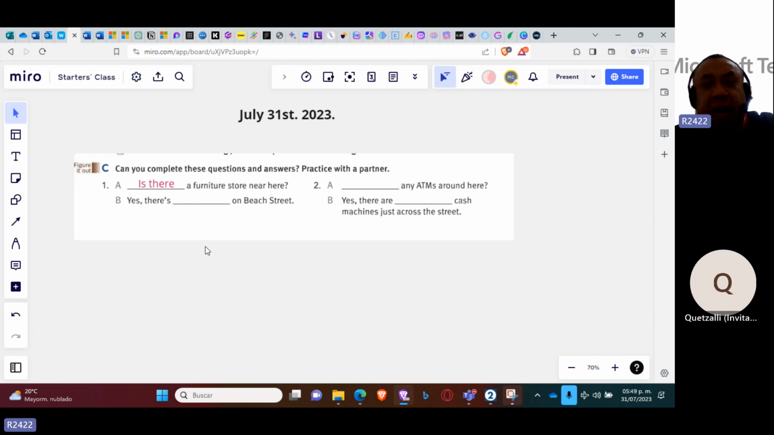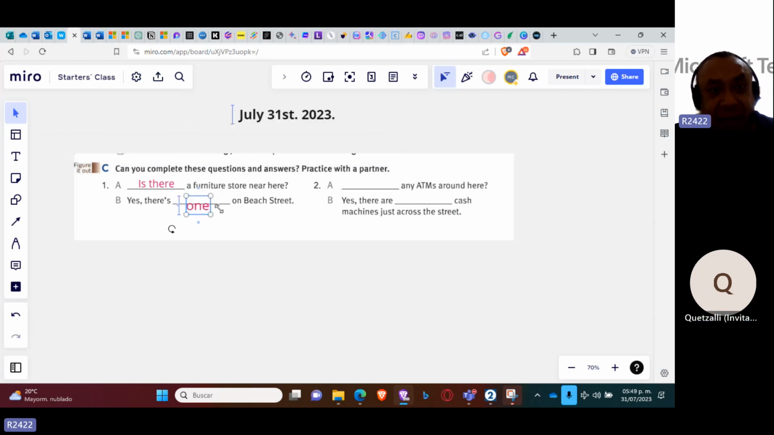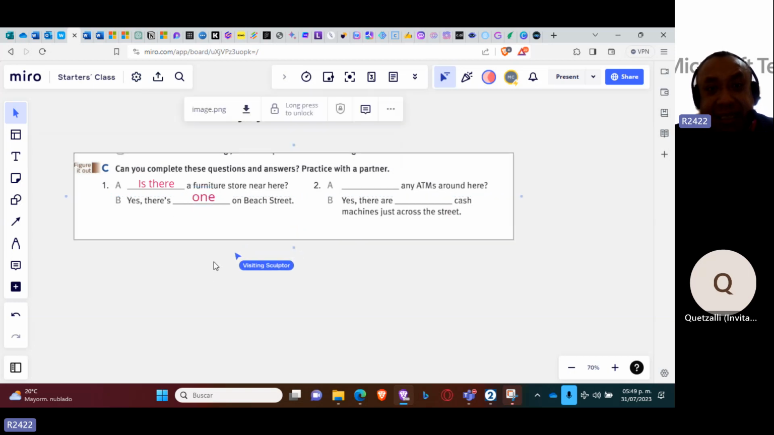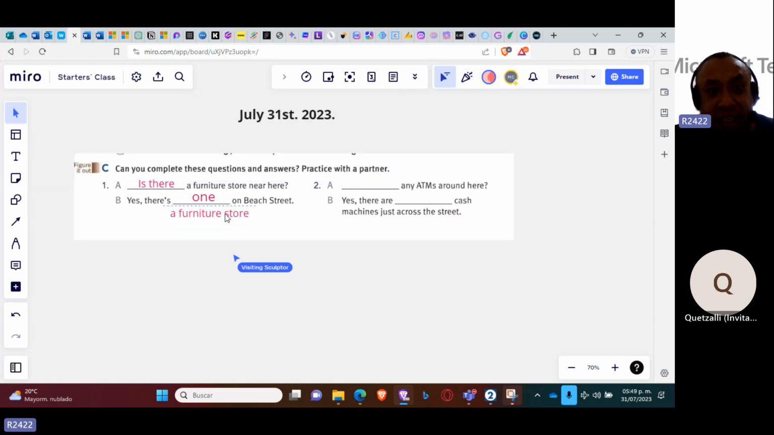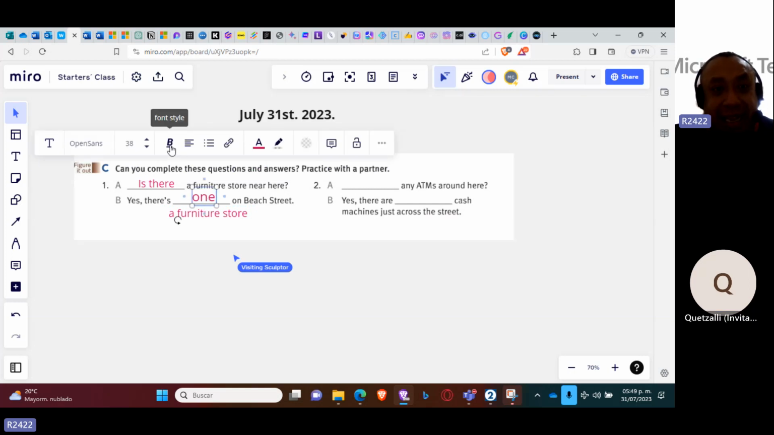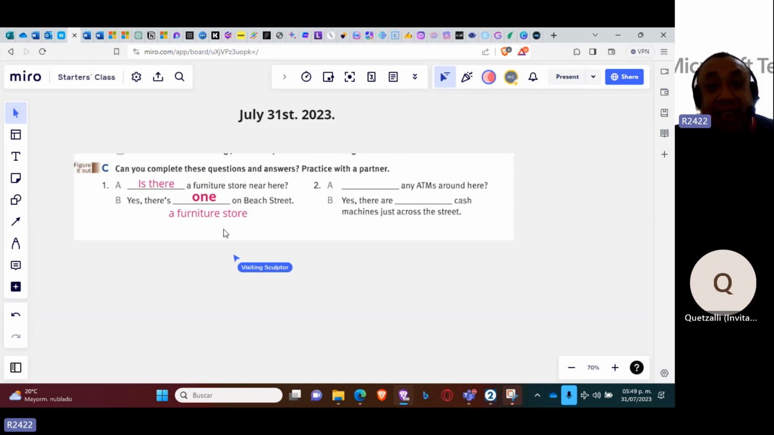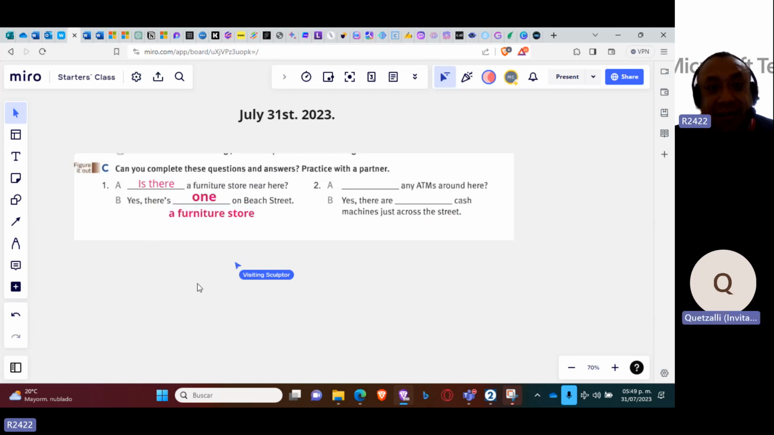Yes, there is one on Beach Street. Mira, there is one. Esta palabrita one reemplaza a furniture store. También pudiste haber dicho así, mira. There is a furniture store. Todo completo, okay? There's a furniture store on Beach Street. Pero puedes usar one para reemplazar a los objetos y evitar repetir furniture store.